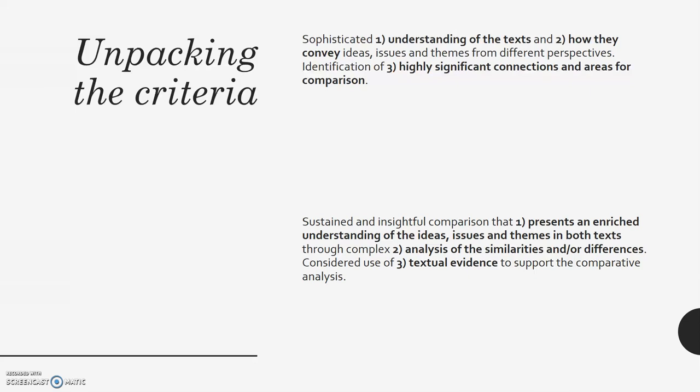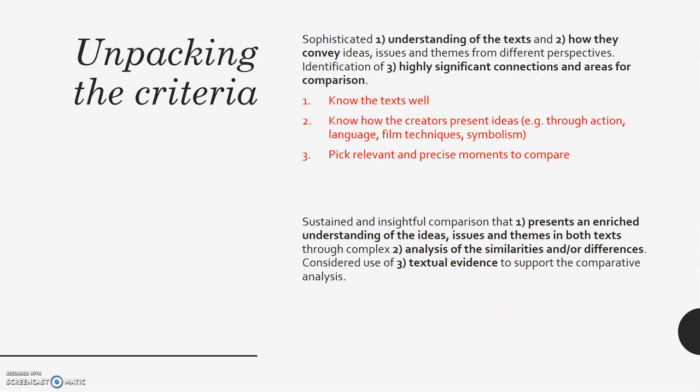So if we look at the first one, it says sophisticated understanding of the texts and how they convey ideas, issues, and themes from different perspectives. The identification of highly significant connections and areas for comparison. So to translate that into more digestible English, what that means is three things. Number one, understanding of the texts. Well, that's fairly straightforward. You need to know the texts well. That goes without saying.